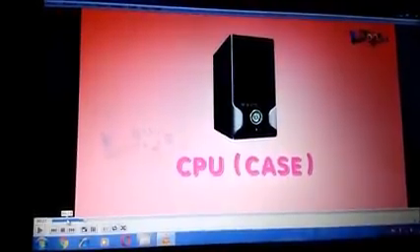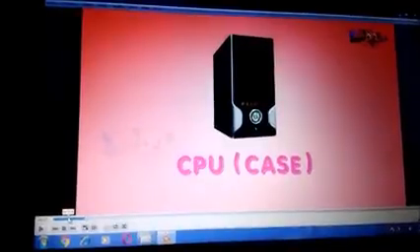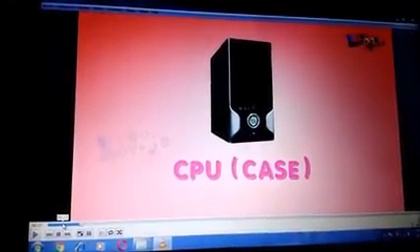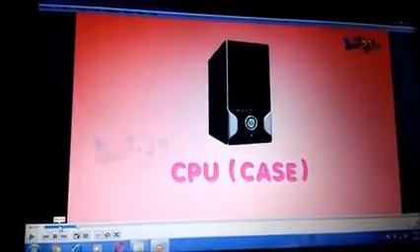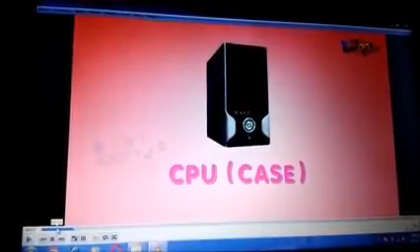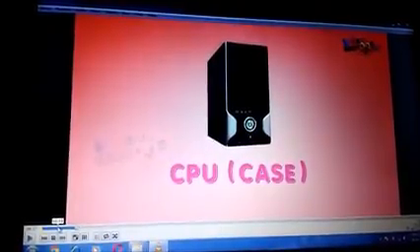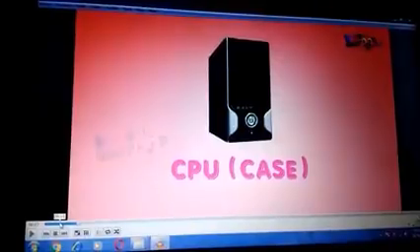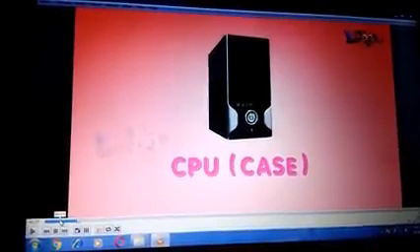A CPU has three parts. The first one ALU, second CU, and third MU. ALU stands for Arithmetic Logic Unit. It does all the calculations. It may be arithmetic or logical calculations. Next is the Control Unit or CU. It controls all the activities of a computer. It tells other parts of the computer what they should do.